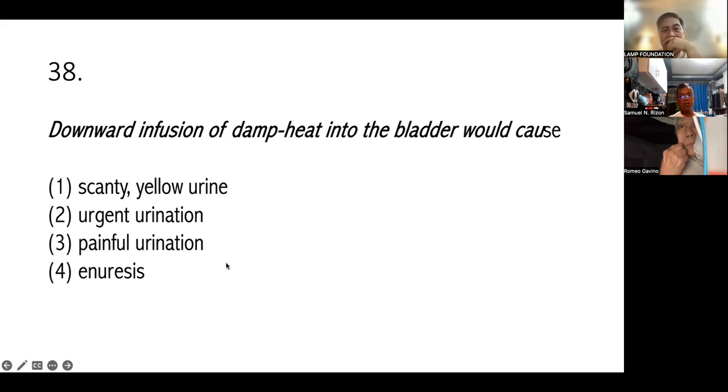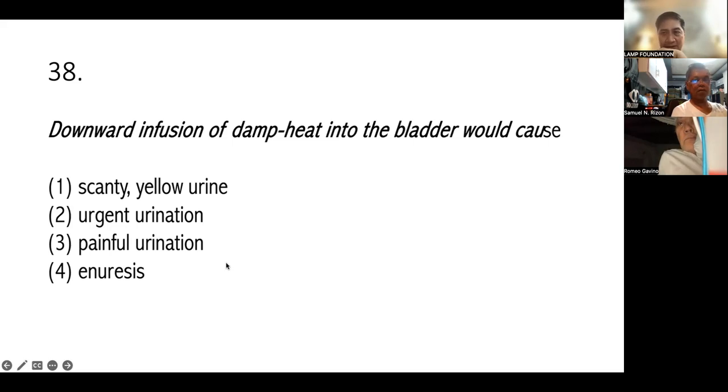Downward infusion of damp heat into the bladder would cause 1, scanty yellow urine, 2, urgent urination, 3, painful urination, 4, enuresis. Ang answer po is 1, 2, 3, scanty yellow urine, urgent urination, and painful urination. More on damp heat po sa bladder. What is urgent urination? Hindi mo mapigilan yung pag-ihi niya, lalabas na. Opo.